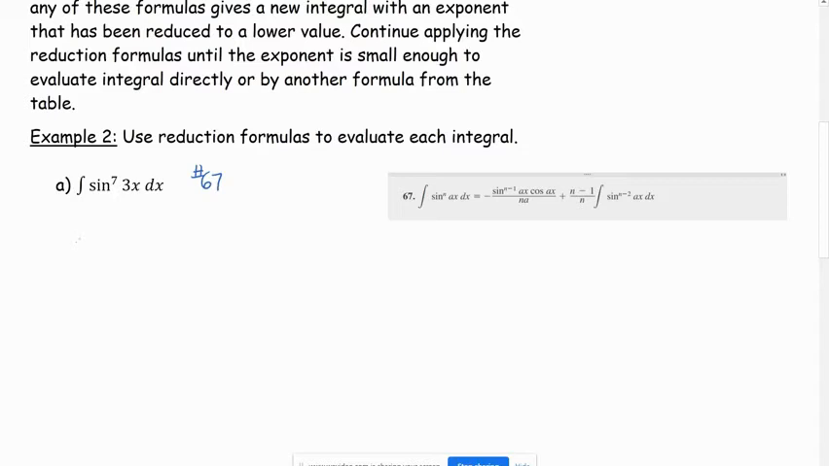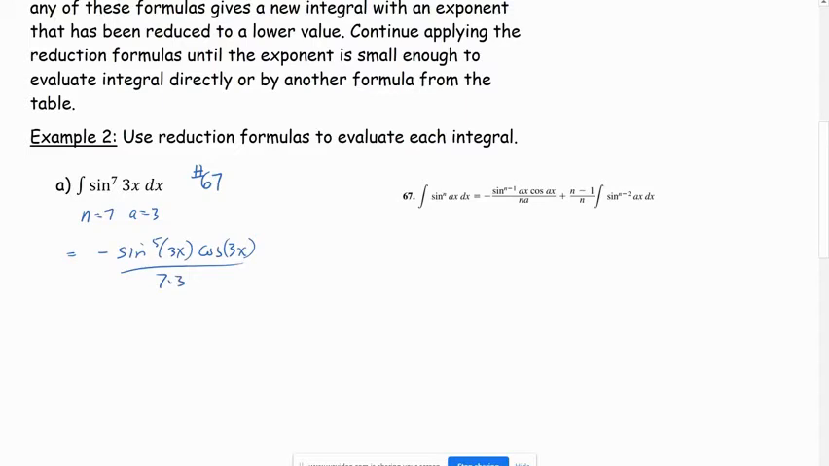And so we start with n equals 7, a equals 3. And so applying this once, we end up with negative sine to the 5th of 3x cosine 3x over 7 times 3 plus 6/7 integral of sine to the 5th power of 3x dx. So the power has been reduced by 2, so now we can apply it again, this time using n equals 5 and a equals 3. And so then we'll simplify as we go.